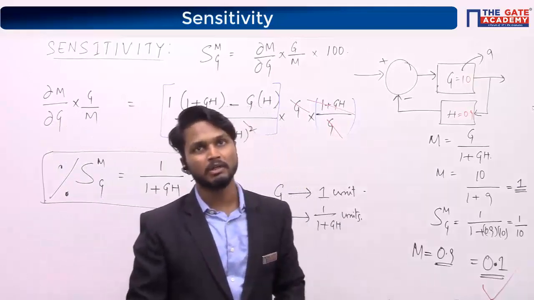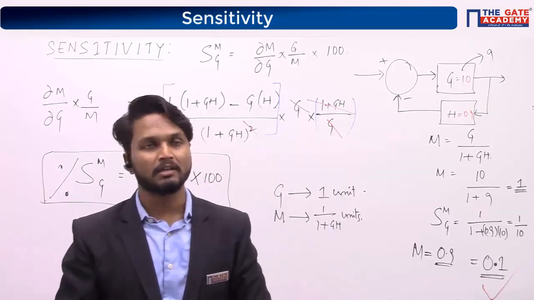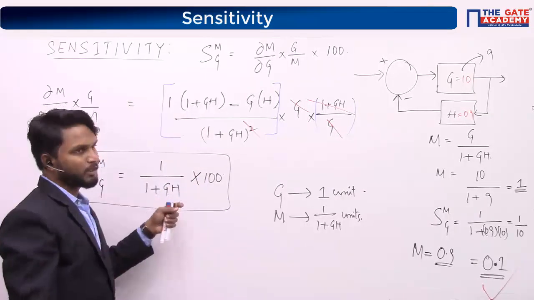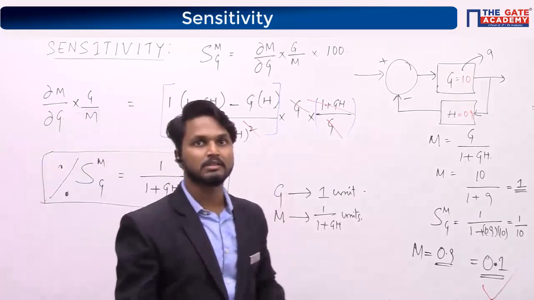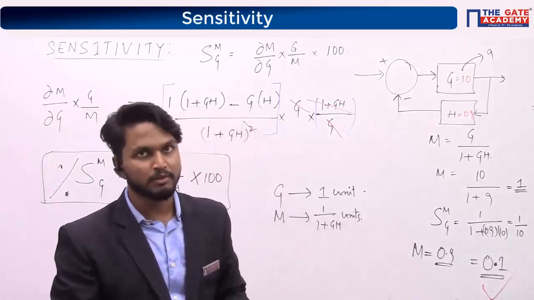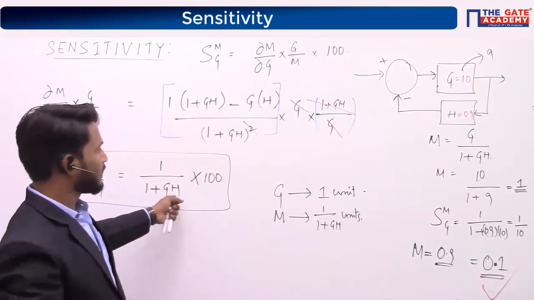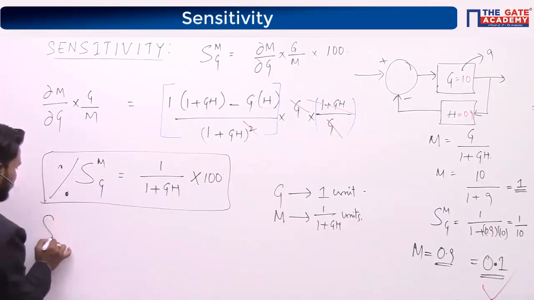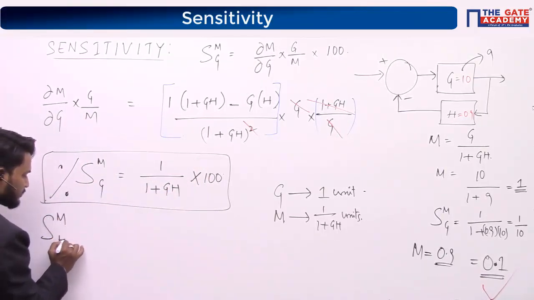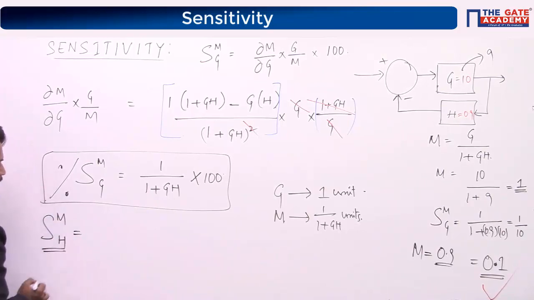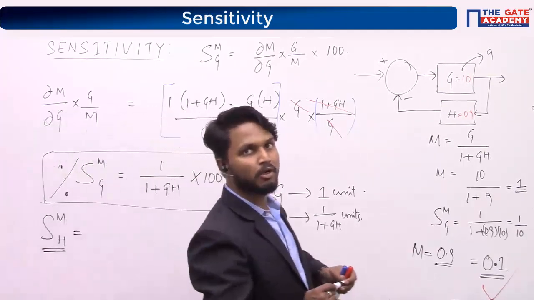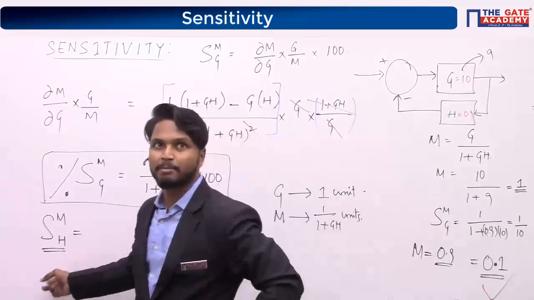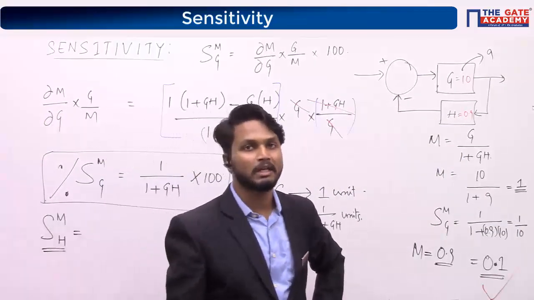Is it clear, everyone? Is the sensitivity concept clear? So, sensitivity of the overall transfer function with respect to the feed forward path, that is G, the forward path transfer function, is this. Now can you find out the sensitivity of the overall transfer function with respect to H, the feedback path transfer function? Can you find it out and tell me?